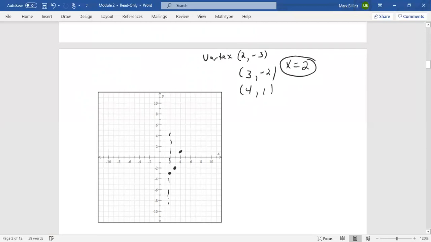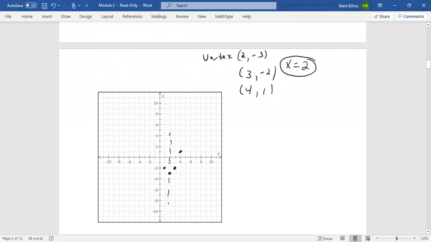In this case is 2. So it's a vertical line that goes through our vertex. What it does is divides our graph into 2 identical parts. So when we move up from our vertex to our first point, since there's a point 1 unit to the right of our axis of symmetry, there's a corresponding point 1 unit to the left.